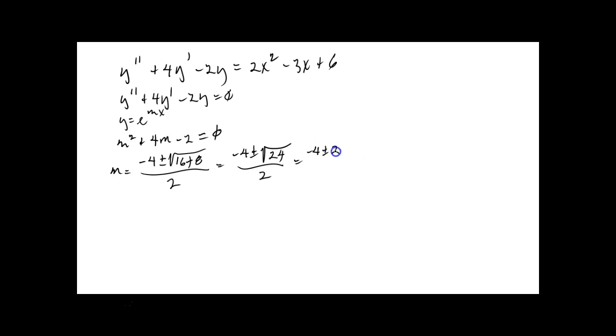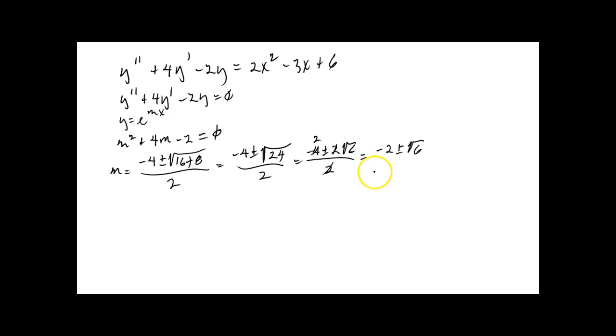4 times this, so that would be 2 root 6, right? Over 2. 2 goes out, and that leaves a 2 there and 1 there. So our m is minus 2 plus or minus root 6. Okay? Now, this is irrational, but it's all perfectly fine.